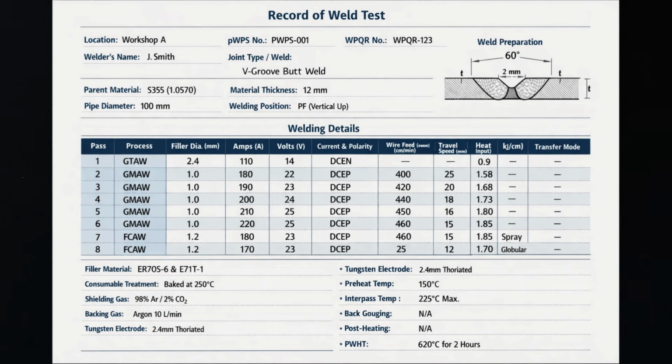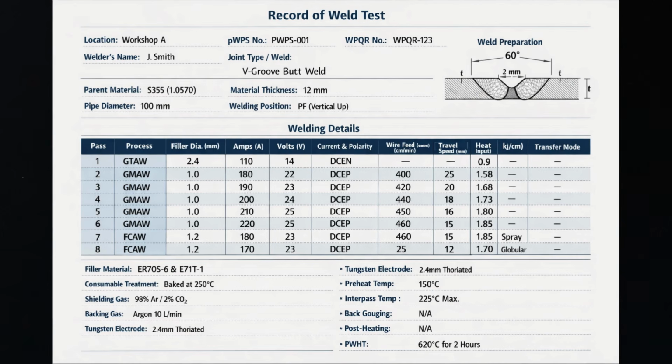The welding details table is the technical core of this section. For each run, or pass, of the weld, it records the welding process, filler material size, current in amperes, voltage, type of current and polarity, wire feed speed, travel speed, heat input, and metal transfer mode.